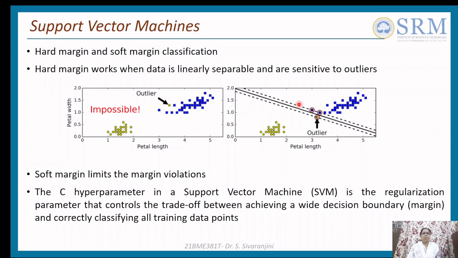So based upon the margin, the classification task given to the support vector machine varies. We have two types of margins. One is hard margin and one is soft margin classification. What is this hard margin? It works only when the data is perfectly linearly separable and is sensitive to outliers, right?